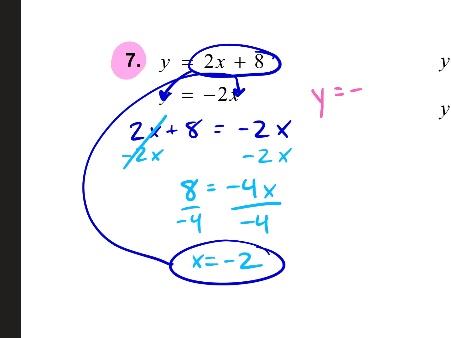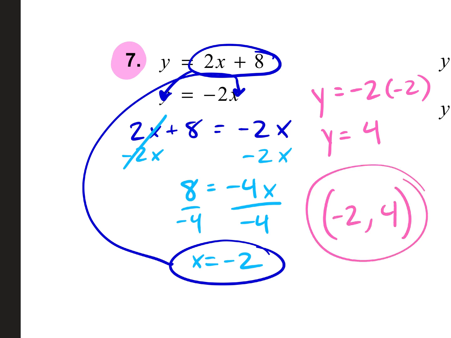So we have y is equal to negative 2 times negative 2. So what does y equal? 4. How would I write my answer? Negative 2 comma 4. Perfect. Remember, it's always your x and then your y.